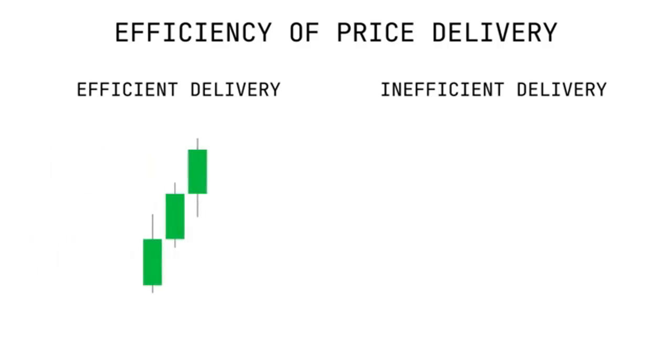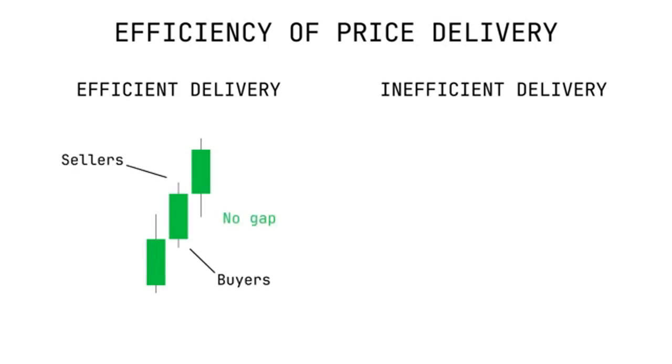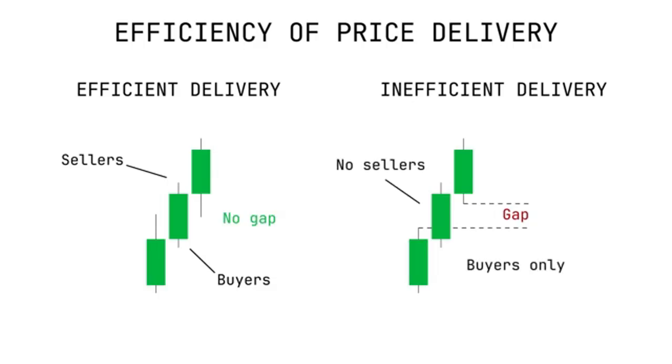The second factor is the efficiency of price delivery, which also comes in two types. The first type is called efficient delivery because in the context of a certain market movement, there are both buyers and sellers present, allowing for a more even exchange of assets. It is important to consider that price delivery is always an unbalanced process in which one side, either buyers or sellers, dominates. The second type is inefficient price delivery, which implies that the exchange of assets occurs unevenly in certain price ranges between buyers and sellers.